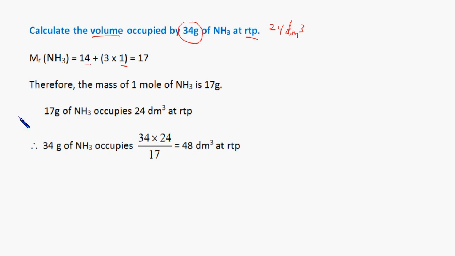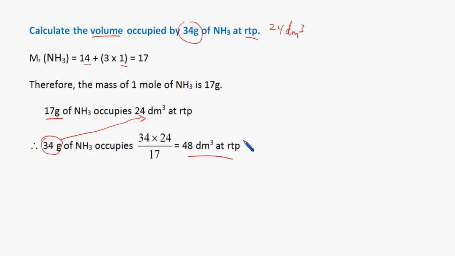So therefore, 17 grams of ammonia occupies 24 dm cube at RTP, right? Because 17 grams is 1 mole. But the question is dealing with mass. So therefore, 34 grams of ammonia occupies, in this case you're going to cross multiply, 34 multiplied by 24 divided by 17, and that gives us 48 dm cube at RTP.